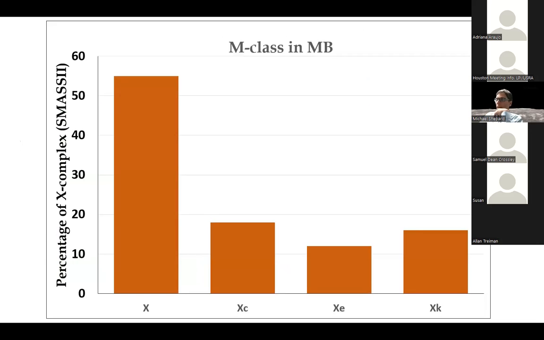If you just look at the ratio of the different X classes in the SMASS scheme, you see that there are roughly equal amounts of X and then others. So the XC, XE, and XK combined roughly equal the X's. And I took anything that was classified only as M in the Tholen database. If it didn't have an SMASS classification, I just gave it X. That's one little caveat to this figure, but I think the conclusion still reasonably holds.